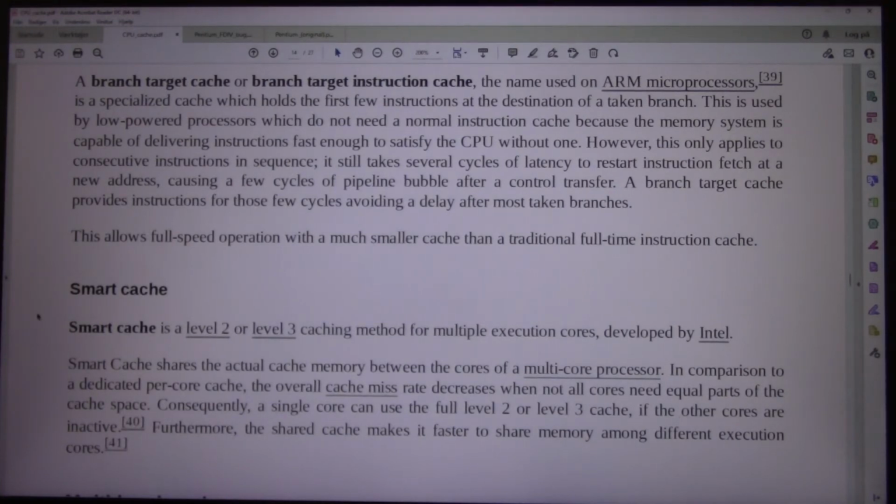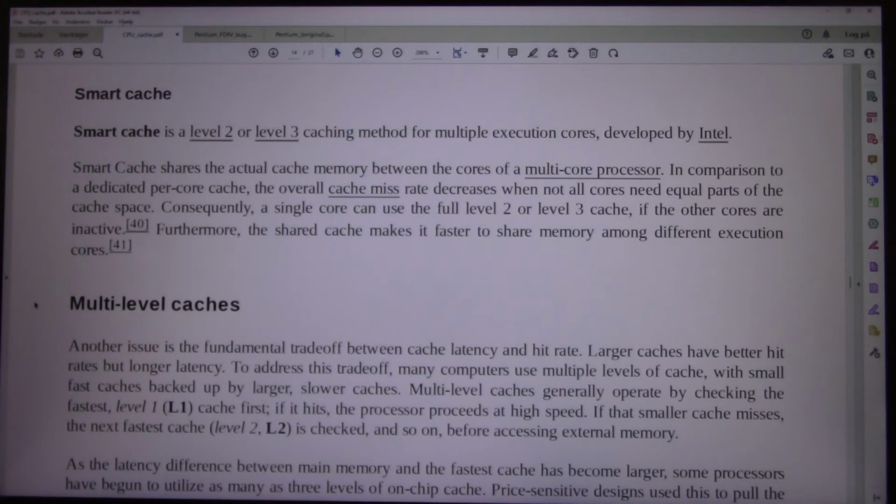Smart cache. Smart cache is a level 2 or level 3 caching method for multiple execution cores, developed by Intel. Smart cache shares the actual cache memory between the cores of a multi-core processor. In comparison to dedicated per-core cache, the overall cache miss rate decreases when not all cores need equal parts of the cache space. Consequently, a single core can use the full level 2 or level 3 cache, if the other cores are inactive. Furthermore, the shared cache makes it faster to share memory among different execution cores.